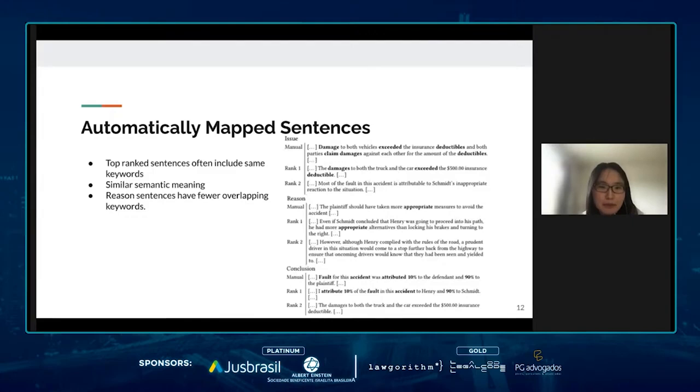Those are examples of automatically mapped IRC, the issue, reason, conclusion sentences. As you can see, the top ranked sentences often include the same keywords as the manually mapped sentences. We also find the reason sentences have fewer overlapping keywords than the other types.